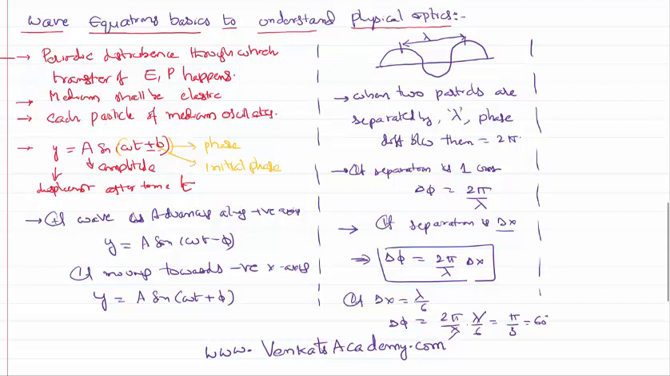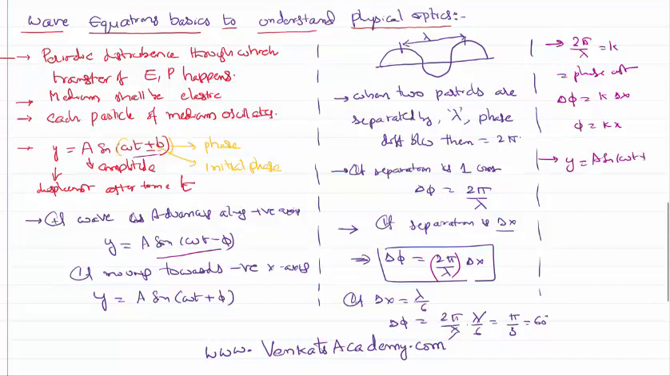Anyway, this 2 pi by lambda is a constant, and that constant is called phase constant, shown with the letter k. So delta phi could be written as phase constant k into delta x, or I can write simply phi equal to kx. So we rewrite these equations as y equal to a sine omega t plus or minus kx.